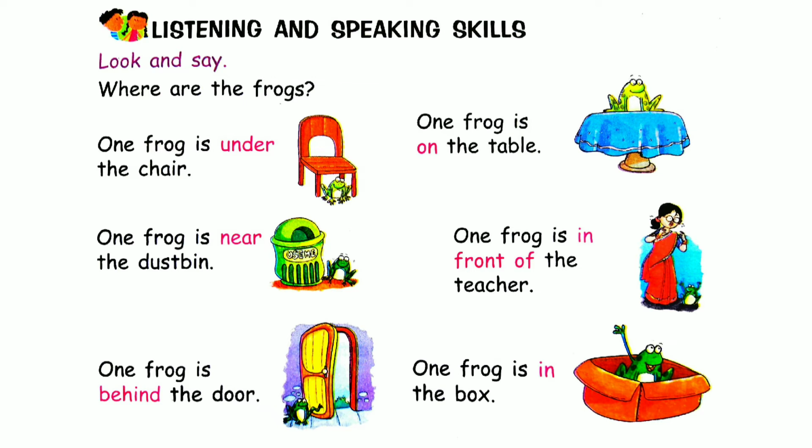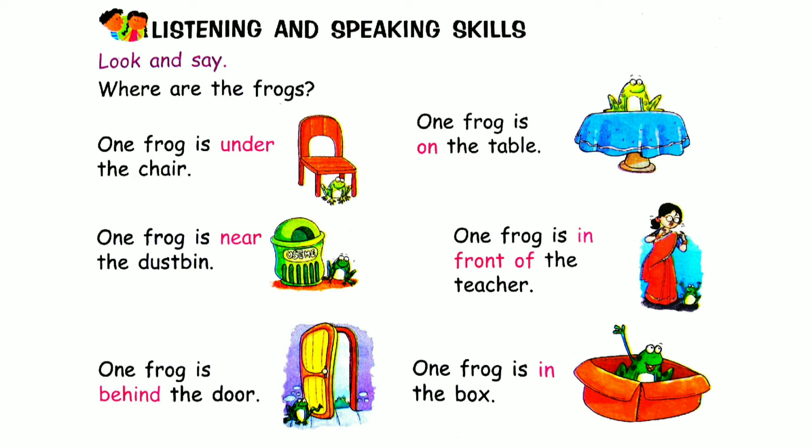If I ask you a question, where is the frog? And what will be your answer? You can say, the frog is under the chair. The frog is on the table. The frog is near the dustbin. The frog is in front of the teacher. The frog is behind the door. The frog is in the box, etc.